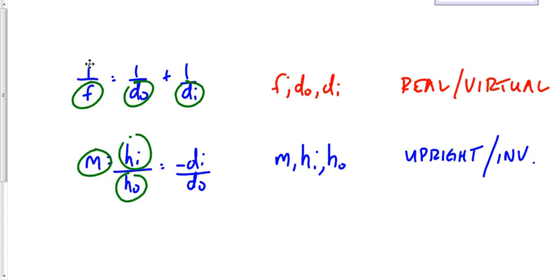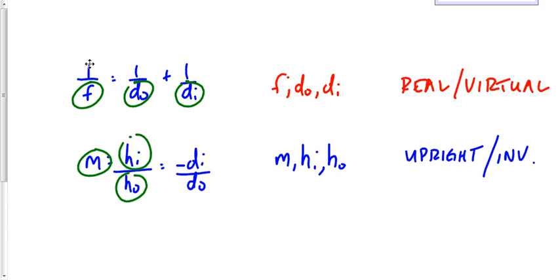3 times out of 10, we get a virtual image, a real image, which is inverted. The real images, if you think back to your ray diagrams, are always inverted. 3 times out of 10, an inverted image, so DI would be negative, and then 1 time out of 10, there is no image. So if you can remember these, FDO and DI go with real or virtual, MHI and HO go with upright or inverted, you should be good to go.